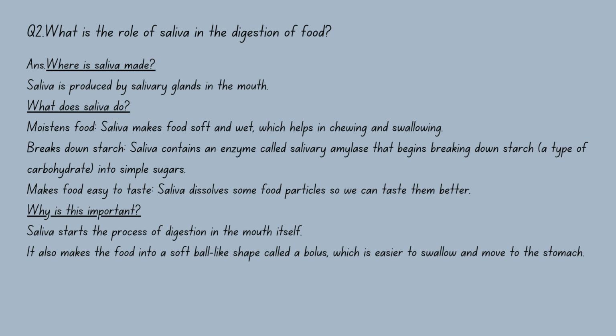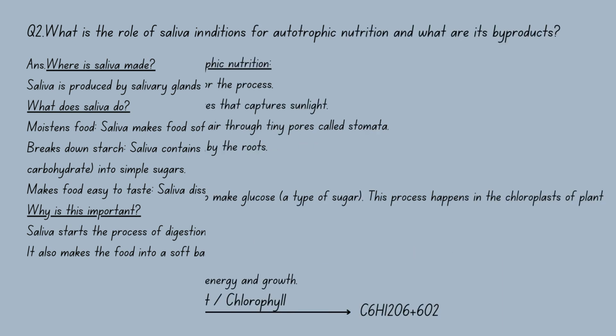It breaks down starch. Saliva contains an enzyme called salivary amylase that begins breaking down starch, a type of carbohydrate, into simple sugars. It makes food easy to taste. Saliva dissolves some food particles so we can taste them better. And why is this important? Saliva starts the process of digestion in the mouth itself. It also makes the food into a soft ball-like shape called a bolus, which is easier to swallow and move to the stomach.